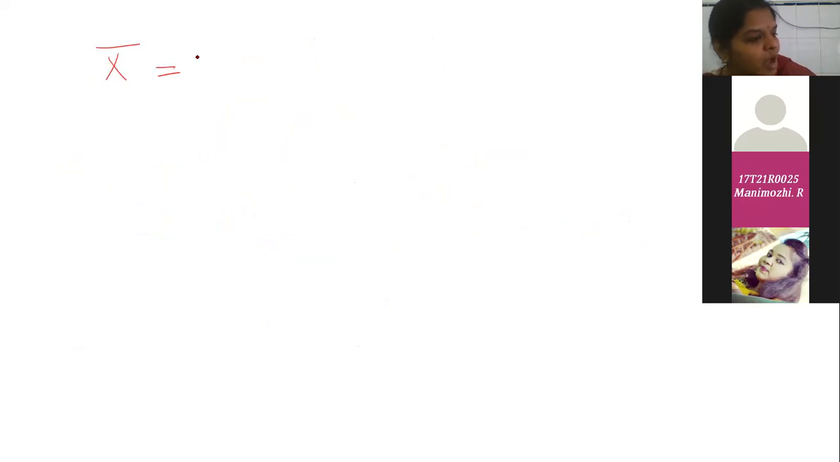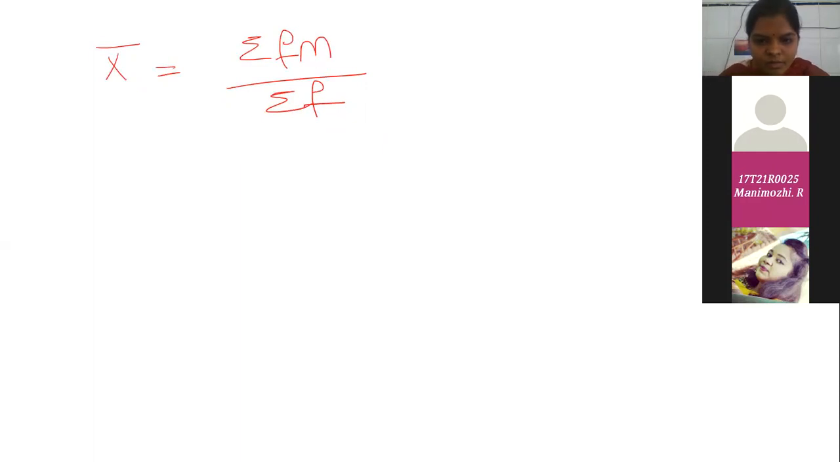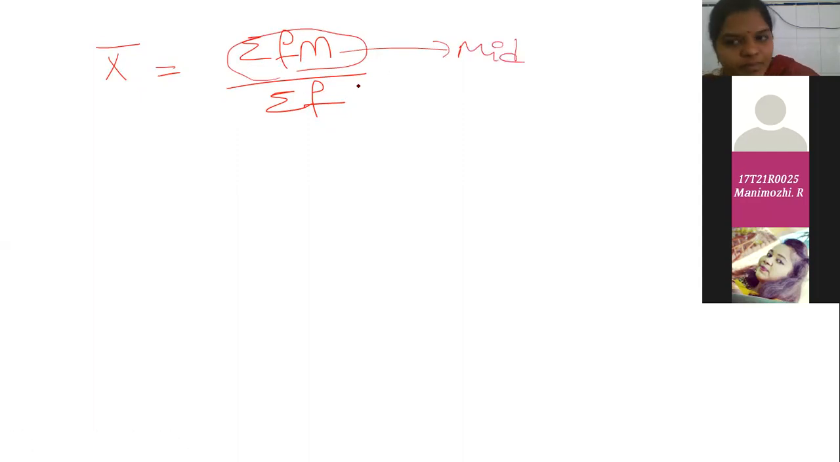That is, X bar is equal to sigma FM divides with sigma F. Write it down. X bar is equal to sigma F small m divides with sigma F. Here, what do you mean by sigma FM? This is the sum of midpoint. M stands for midpoint, right? F stands for frequency. Yes.